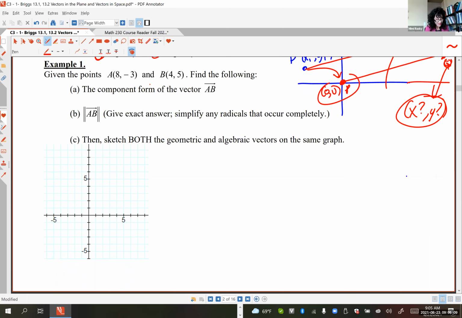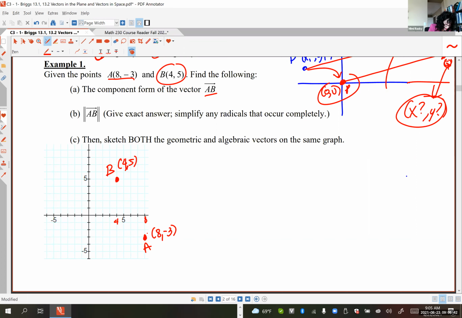Yeah, check it out. So A, let's graph it. 8, negative 3. It's right about there. Here's the point 8, negative 3 on this graph, and we'll call him A. And then B is the point 4, 5. 4, 5, right there. Here's B. And they want us to give the component form of AB.